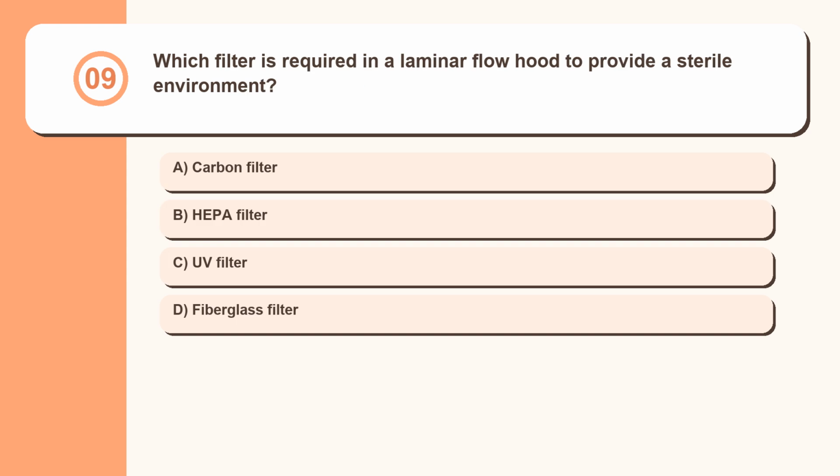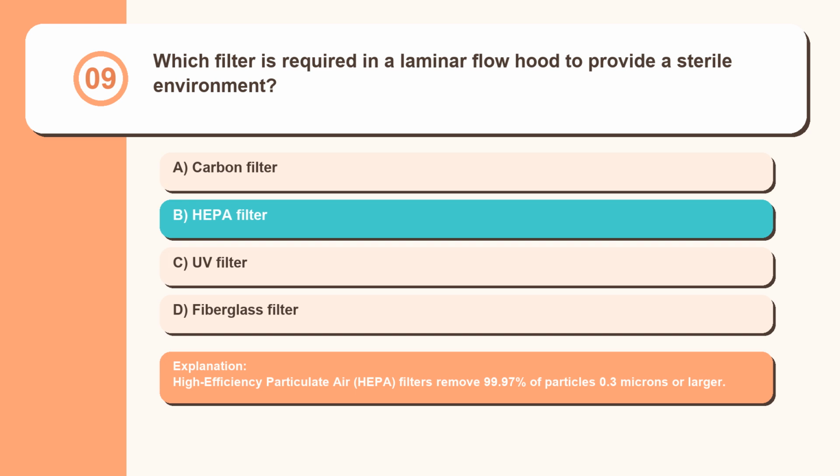Question 9. Which filter is required in a laminar flow hood to provide a sterile environment? Carbon filter, HEPA filter, UV filter, fiberglass filter. High-efficiency particulate air, HEPA, filters remove 99.97% of particles 0.3 microns or larger.